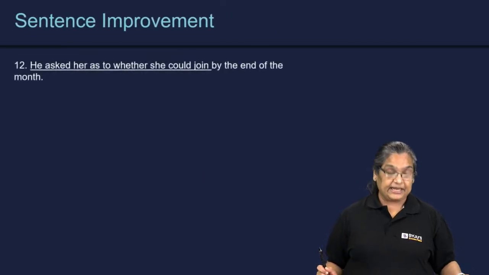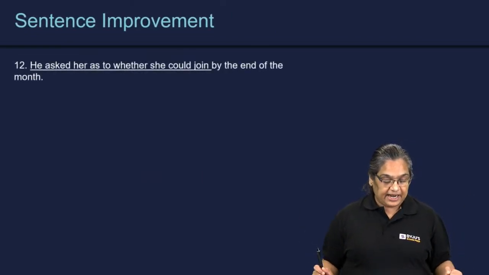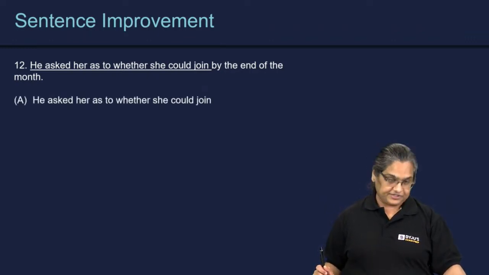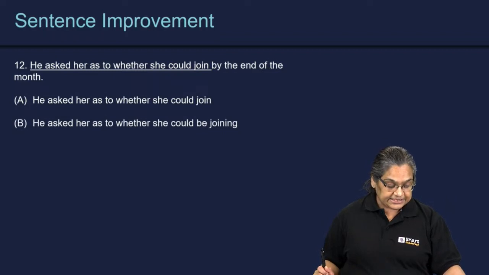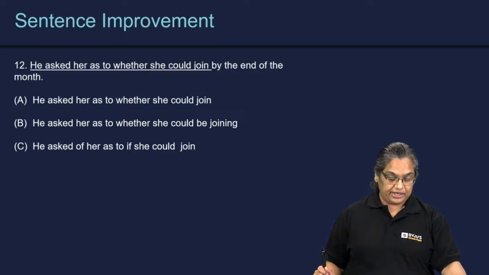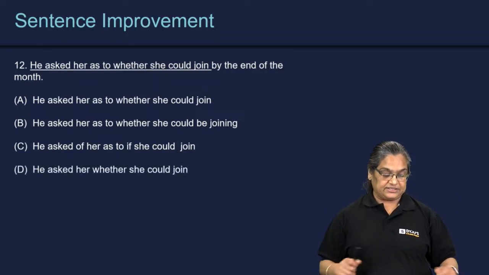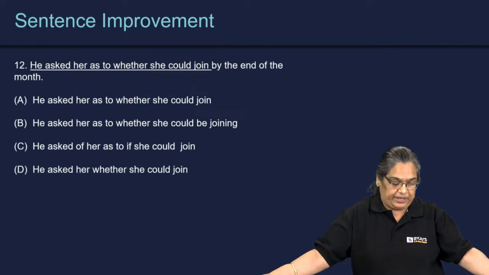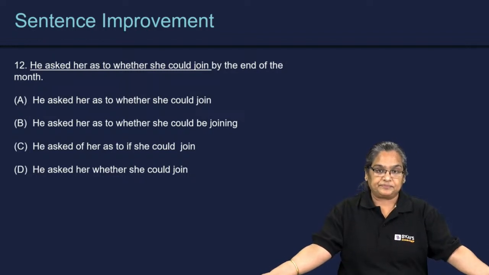Okay, the asking rate has gone up. He asked her as to whether she could join by the end of the month. Options are, the first one is as it is. He asked her as to whether she could be joining by the end of the month. He asked of her as to if she could join by the end of the month, or he asked her whether she could join. Look at the 4 options and tell me which is the correct way, which is the best way to express this sentence. All right, question 12.